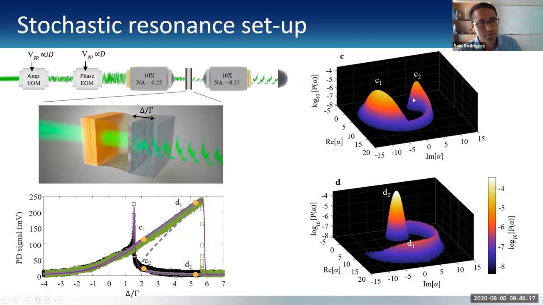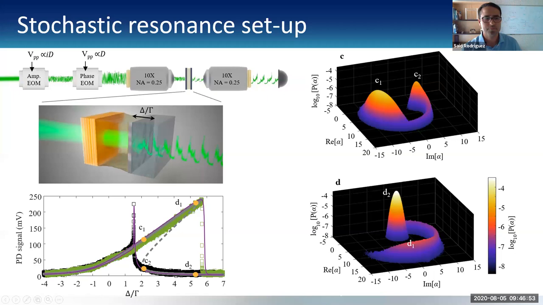When you increase the detuning, then you're more likely to be found in the lower state, and that's D2. So this is the tilting of the distributions that I was referring to a moment ago, right? By changing the detuning, which means changing the cavity length, we bias the PDF to peak on C1, which is the high density state, or D2, which is the low density state, right? In this case, I just showed you two points, like this and like this.